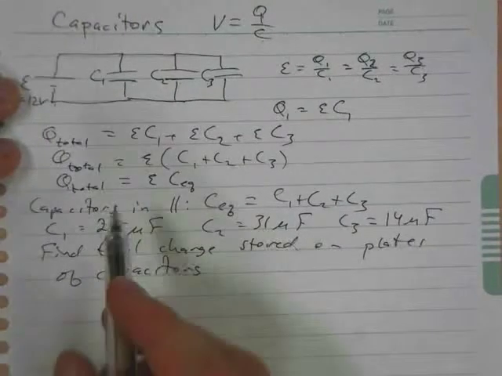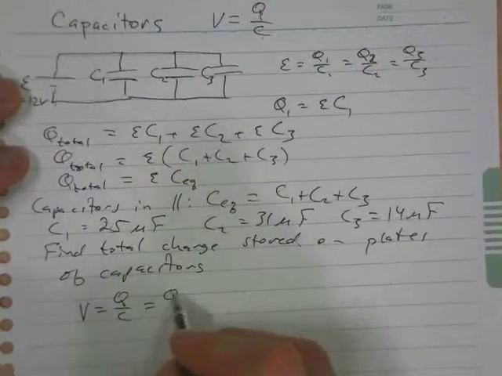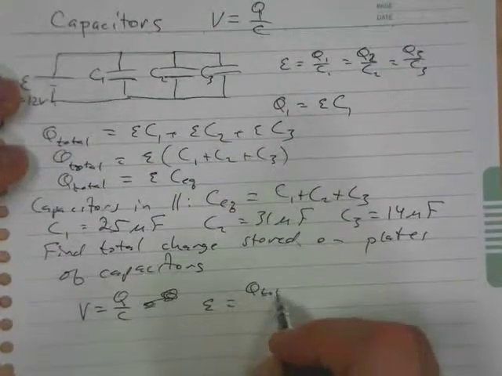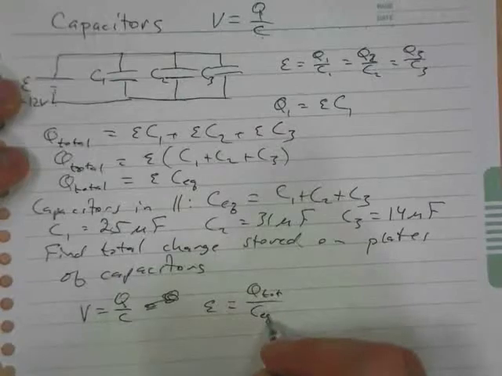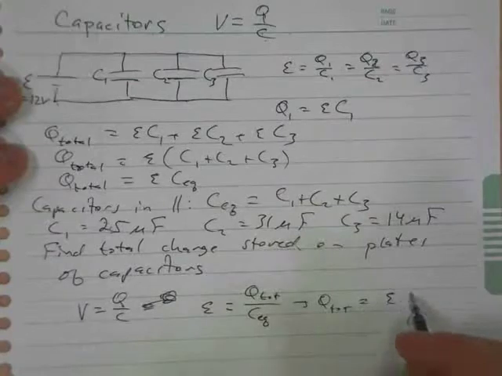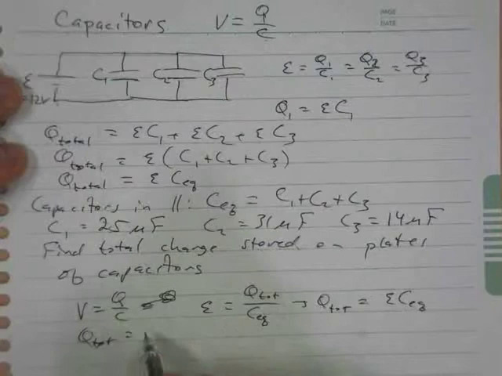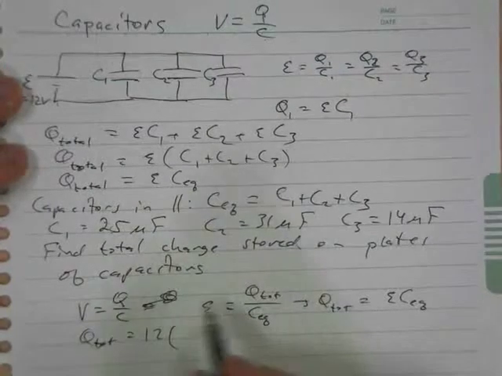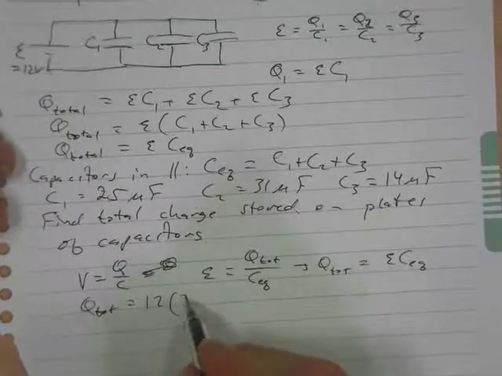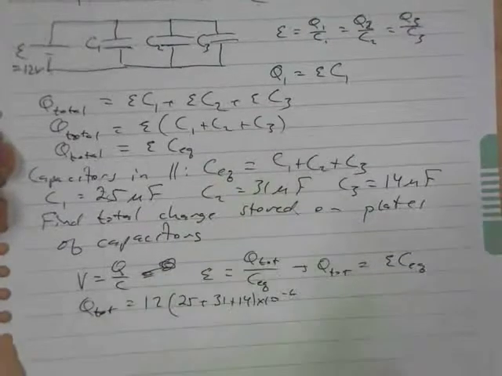Finding the total charge, well, we know that V equals Q over C. And for the whole circuit, we can say the EMF of the battery is equal to the total charge over the equivalent capacitance. So the total charge is equal to the EMF times the equivalent capacitance, which means that the total charge is equal to 12 times the equivalent capacitance. They're in parallel, which means that the capacitances will just add up. We've got 25 plus 31 plus 14 times 10 to the minus 6.